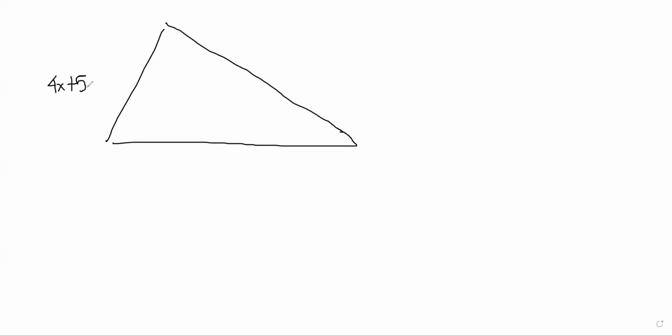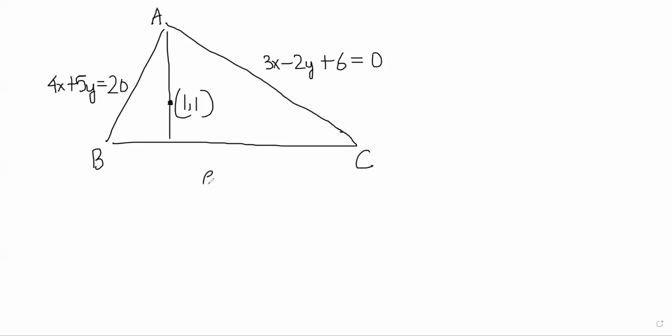One line was 4x plus 5y is equal to 20. One line was 3x minus 2y plus 6 equals 0, right? So the orthocenter was given as (1, 1), right? Okay. Now think about it. This is A, this is B, this is C. We need the equation of BC, right? So what we can do is we can find the point A, right?